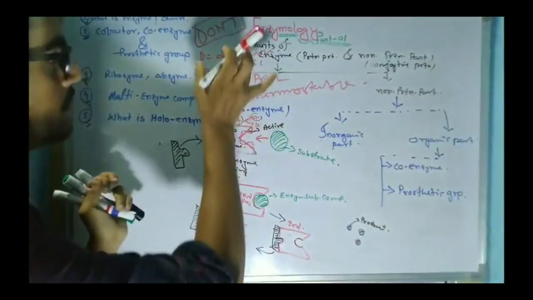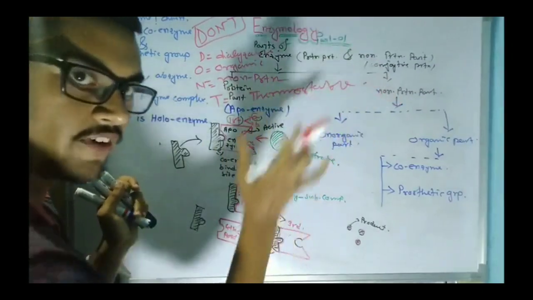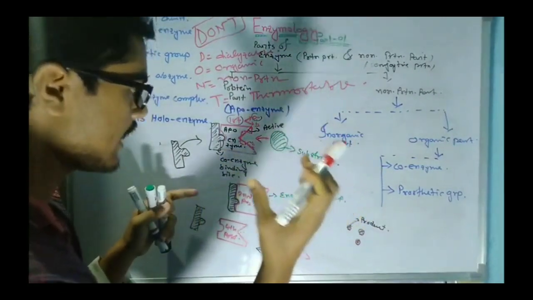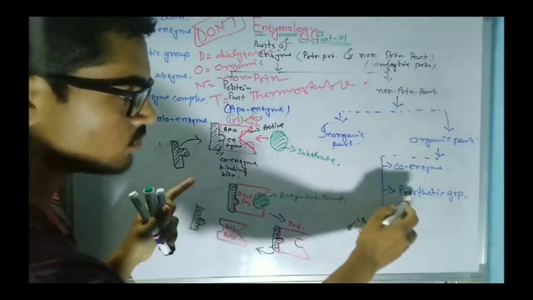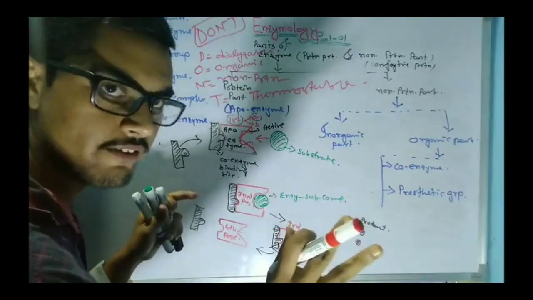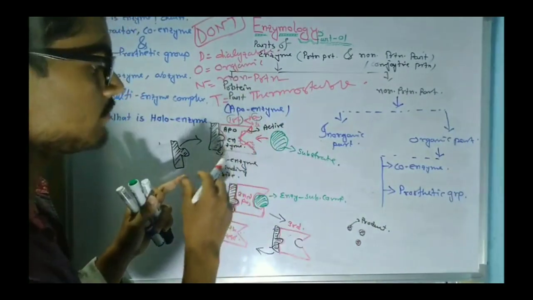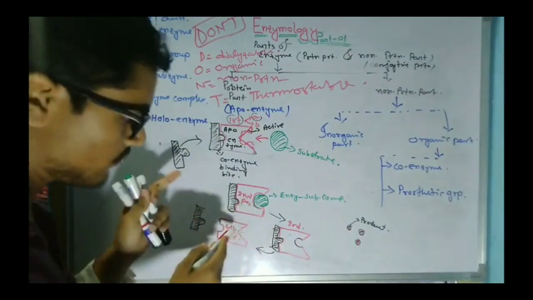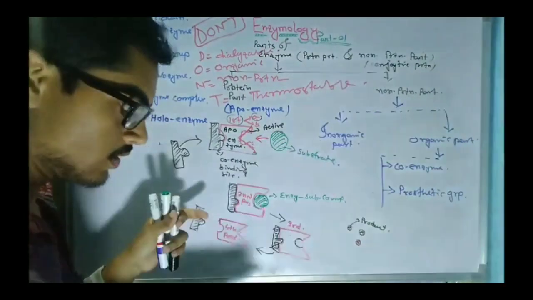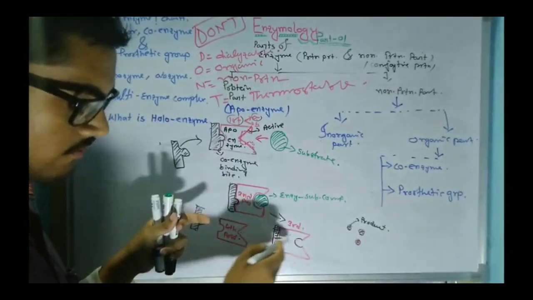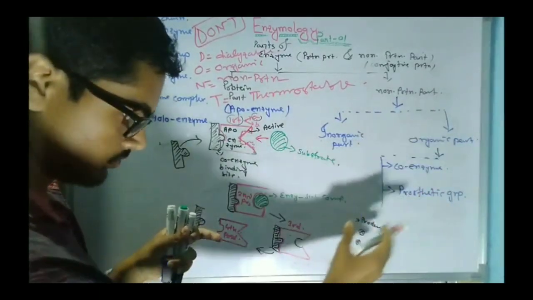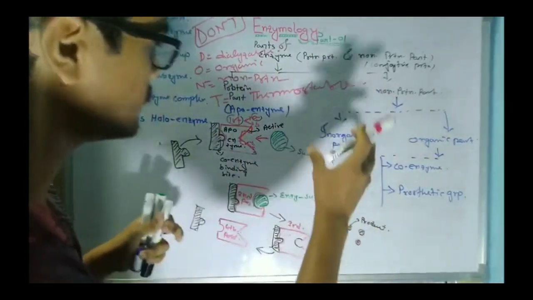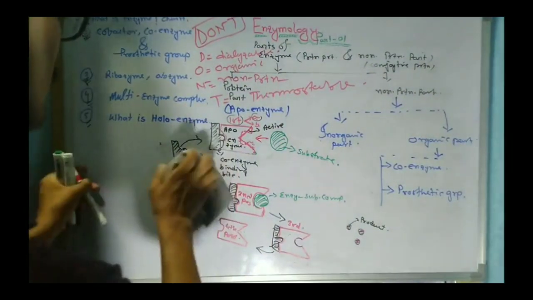But the prosthetic group is also dialyzable, organic, non-protein and thermostable. What is the difference? The prosthetic group binds into the prosthetic group binding site, and the bond created between the prosthetic group and the apoenzyme is a covalent bond, which is more stable than the non-covalent bond. As they make a covalent bond, they will not get detached from the apoenzyme even after getting the product. But the coenzyme gets detached from the apoenzyme after getting the product. So this is the basic difference between coenzyme and prosthetic group, and I have also discussed what the cofactor is.